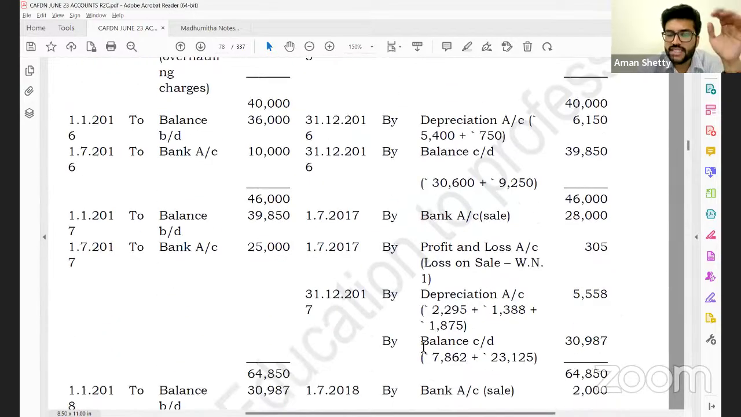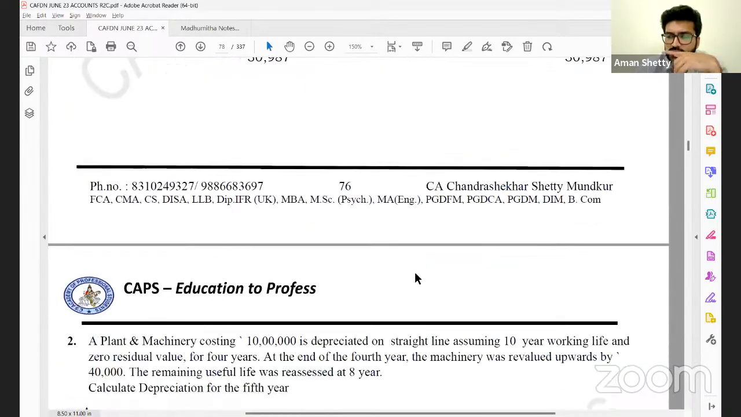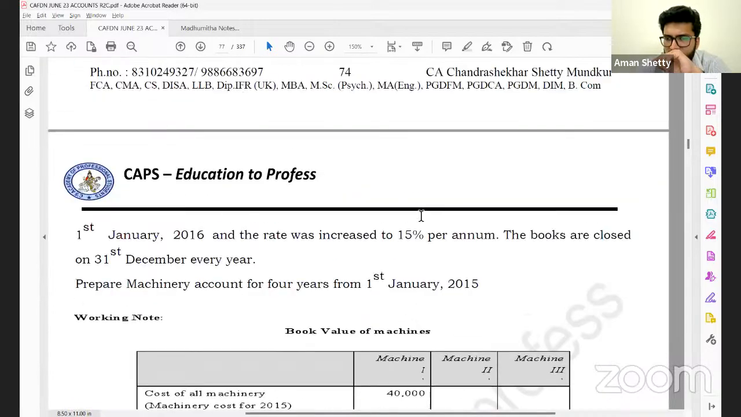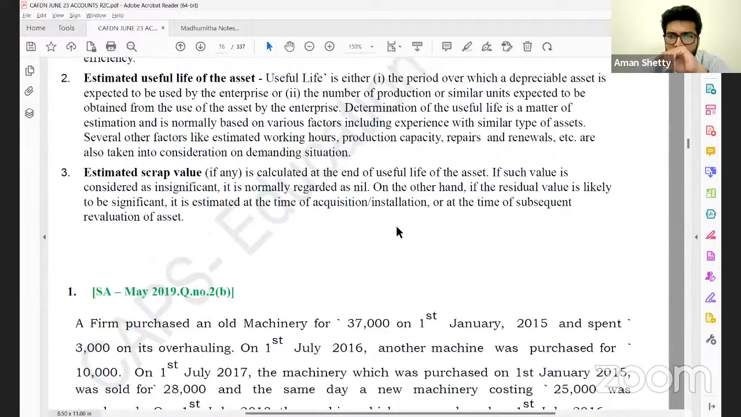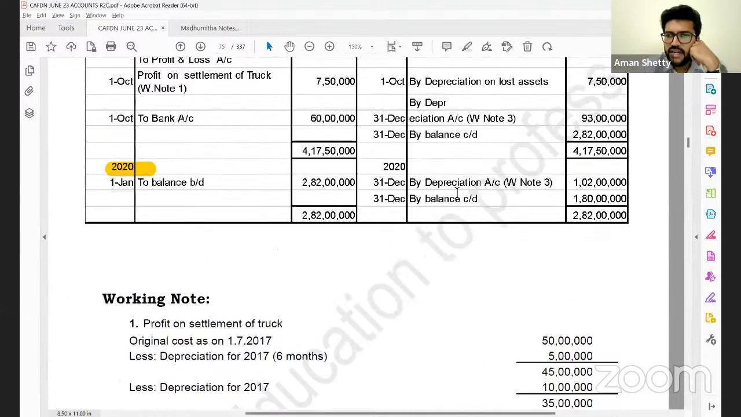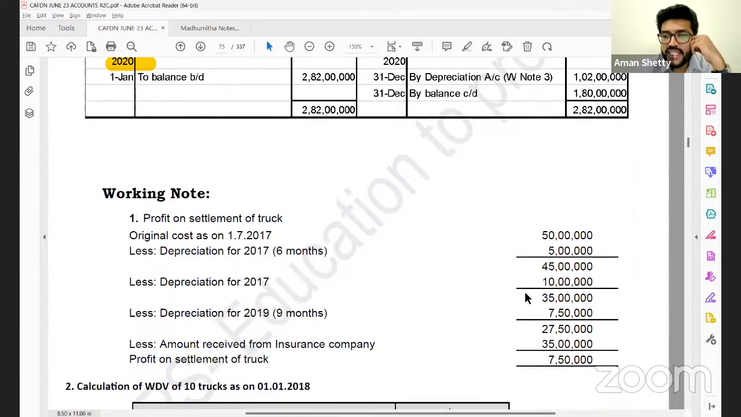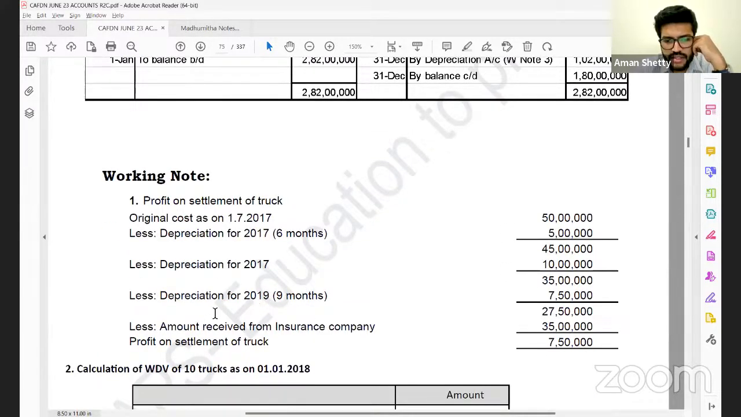Excuse me, sir. Yes. Sir, why have we written as asset sold, sir? It was destroyed, no, sir. Accident. Which one? The previous sum, sir. Truck 1. Where? Sorry, I didn't get you. Here, on lost asset. You said depreciation on asset sold. It was destroyed, no, sir. No, not asset sold. Sorry, depreciation on lost asset. I dictated as asset sold, is it? Yes, sir. I dictated like that.